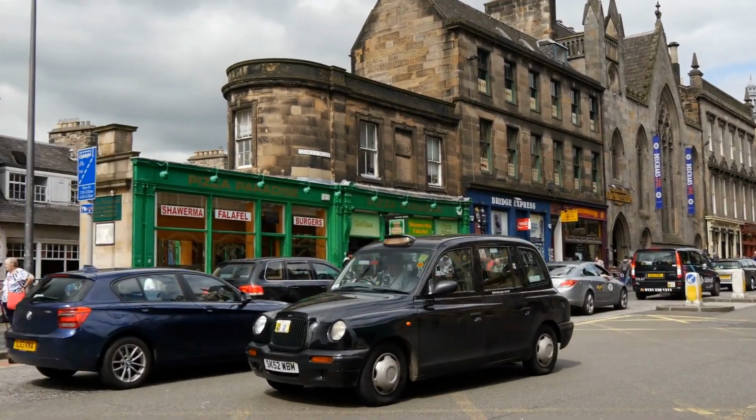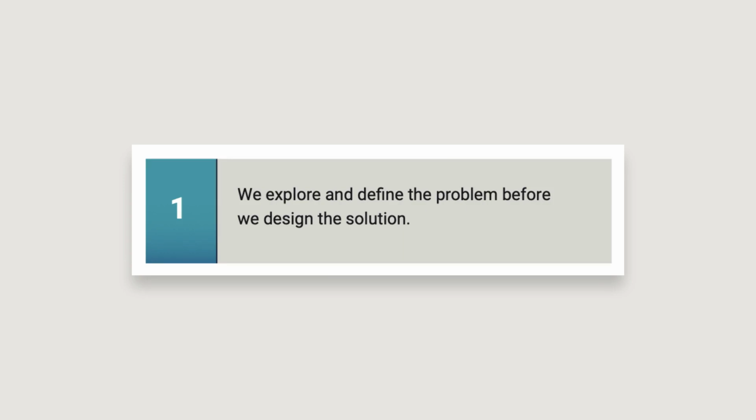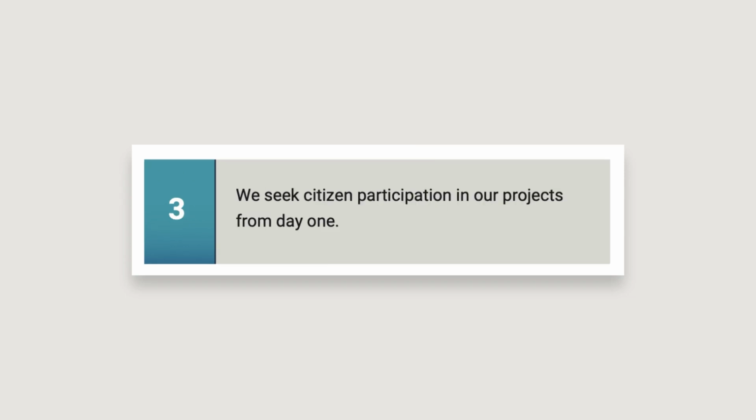We come back in Europe with the Scottish approach to service design. This one is made of 7 principles. We explore and define the problem before we design the solution. We design service journeys around people and not around how the public sector is organized. We seek citizen participation in our projects from day one.